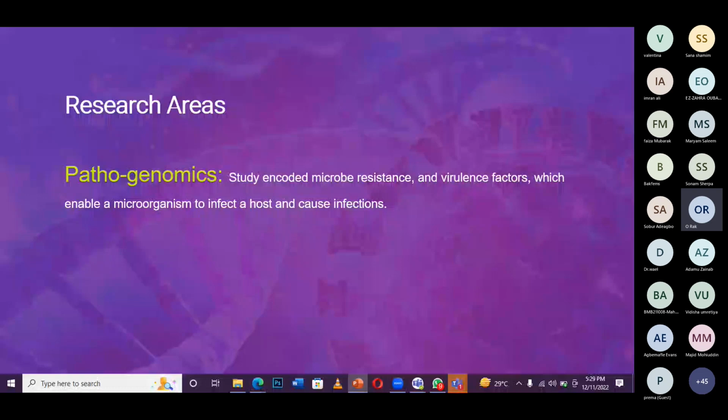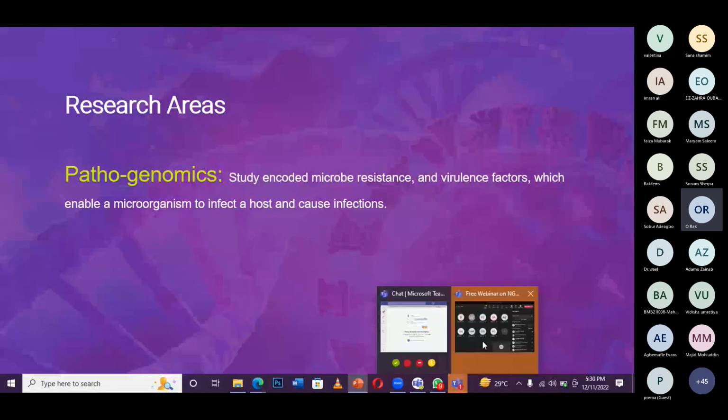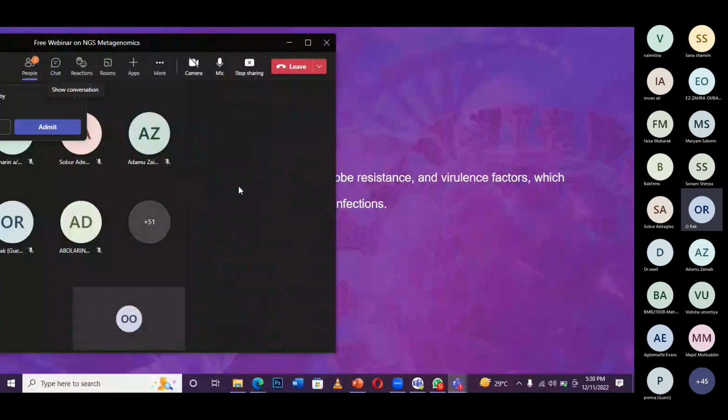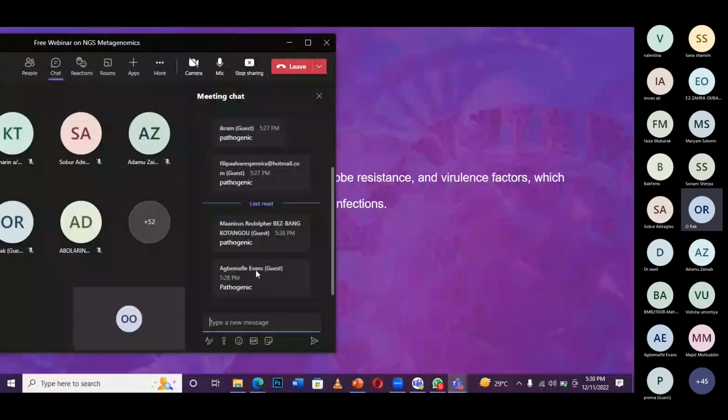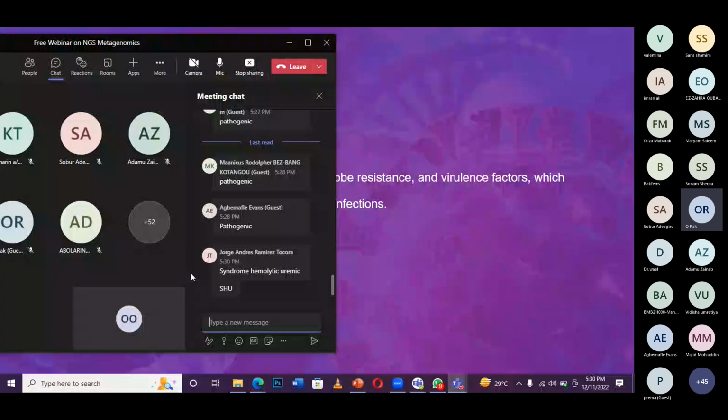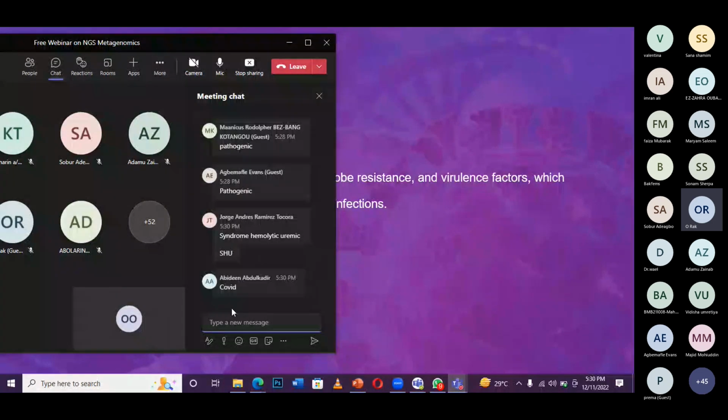So if it is infections, for instance, can somebody give me an example of pathogenic infections in the chat room? Very quickly. An example of pathogenic infection. I said I love my class to be very interactive. Somebody said hemolytic uremic syndrome. Somebody said COVID. Good one. Skin infection. And skin infection is caused by what pathogenic organism? Somebody can drop it in the chat room.